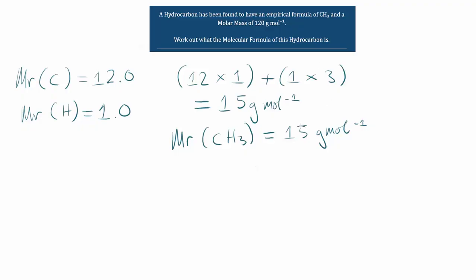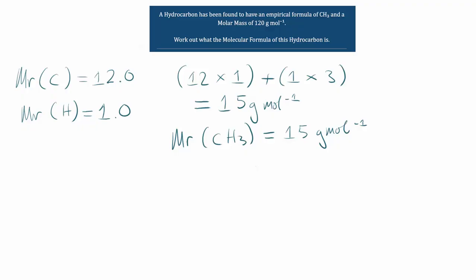So, moving forwards from that, we need to work out what the multiplier is, right? Because obviously this 15 is not the same as 120. So we know that for the actual molecular formula, it has a greater molar mass than the empirical formula, but we need to work out exactly how different it is. What's the actual comparison? And we'll do this by determining the multiplier.